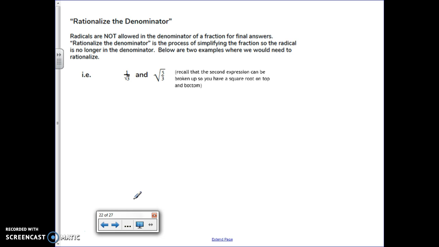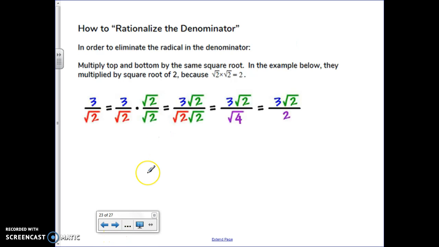Below are two examples where we would need to rationalize. Right here, I have the square root of 3 in the denominator, which is an irrational number. Here, if I were to break this up, I would get the square root of 5 over square root of 3. Square root of 3 is irrational. It's a decimal that doesn't stop or repeat itself. So I've got to deal with that. So here's an example of how someone dealt with it.